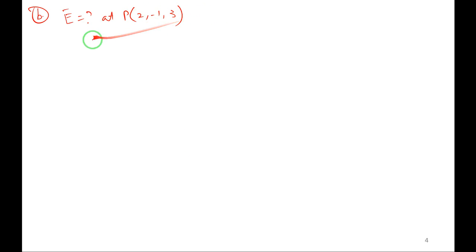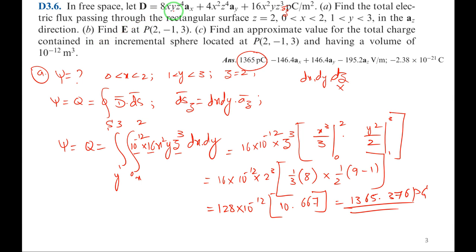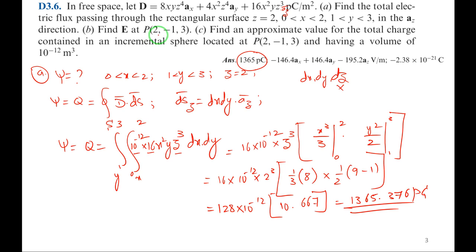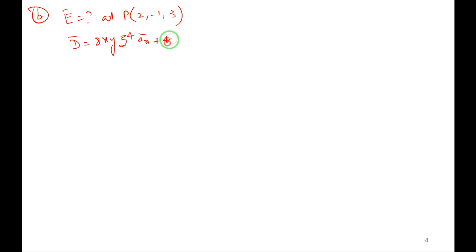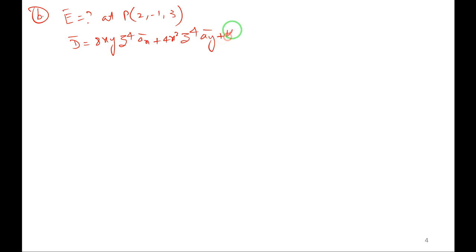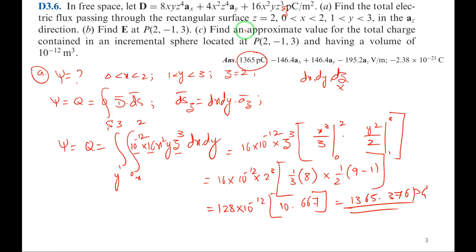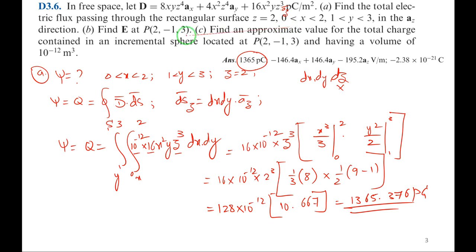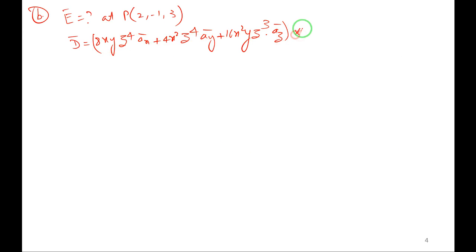Okay, D is given. So first we'll find out D at point P, right? D, I will write down the D. 8xyz to the power of 4 ax, then plus 4x square z to the power of 4 ay, plus 16x square y z cube into az. This is given, and it is pico. Pico means 10 power minus 12, right?